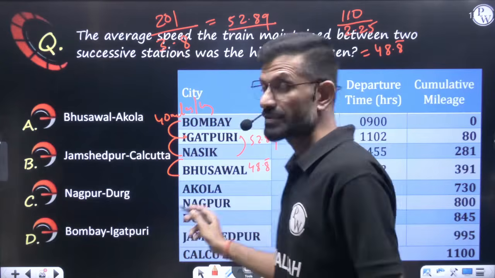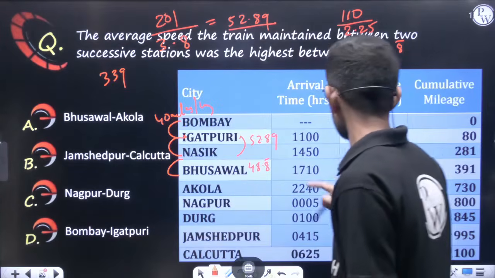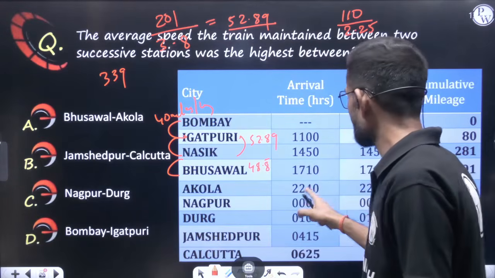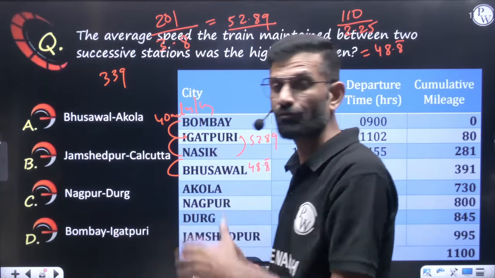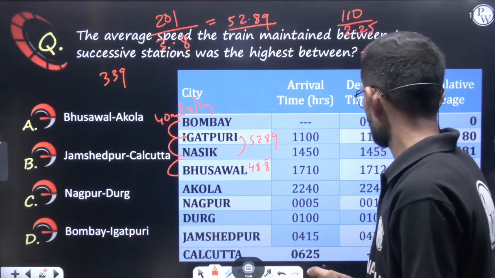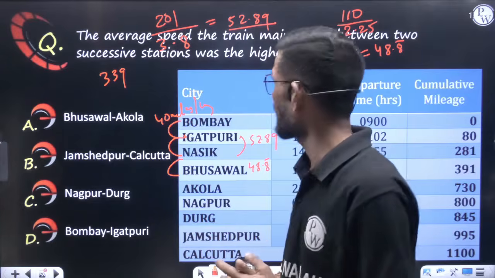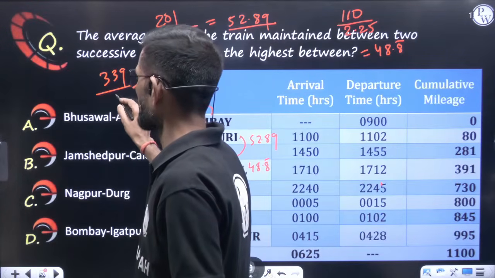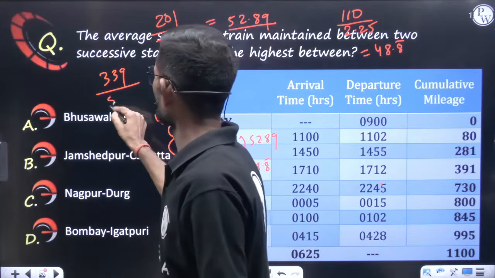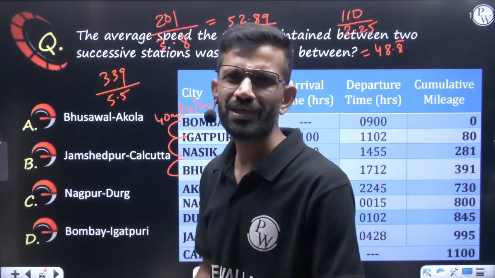Bhusawal to Akola, as we know, it is covering 339 miles. The starting time was 17:12, which is 5:12, and the reaching time to Akola is 22:40, that is night 10:40. So from evening 5 to night 10 it will be 5 hours. If we consider 12 minutes and this is reaching at 40, I can say it is 5 hours 28 minutes. 28 minutes is very near to half an hour, so we can say 5.5 hours.